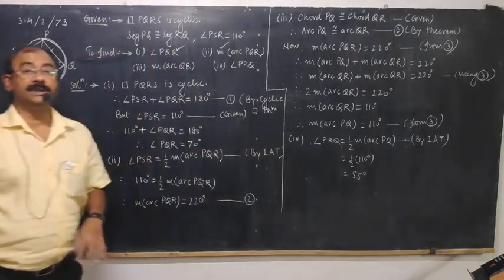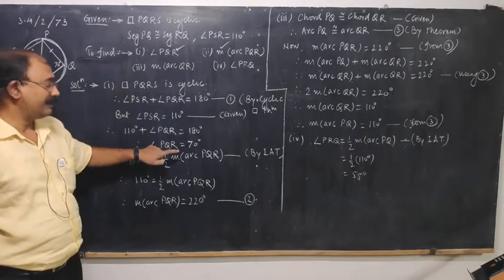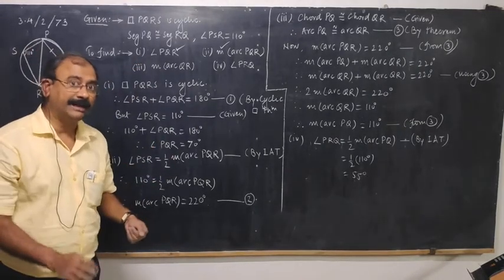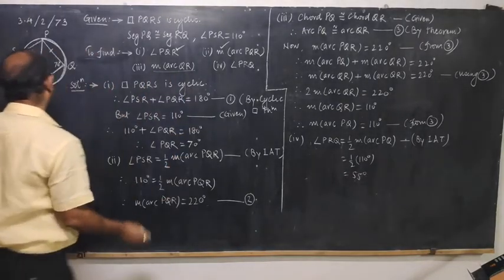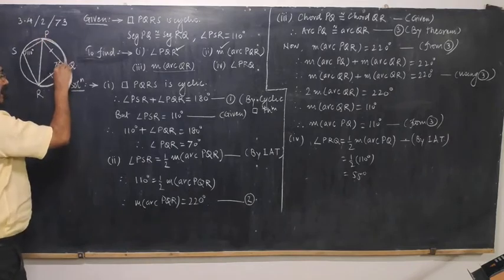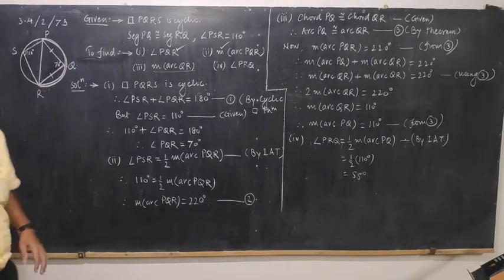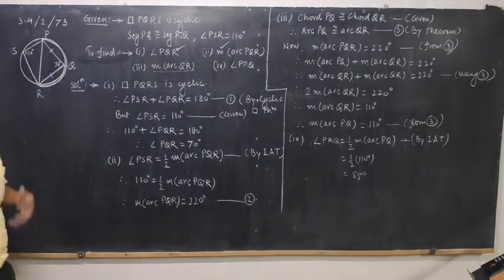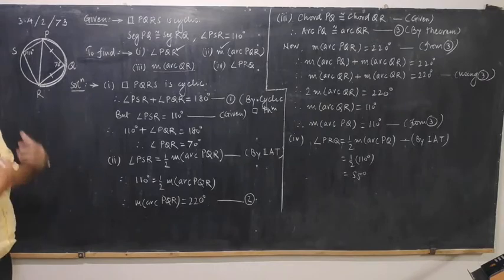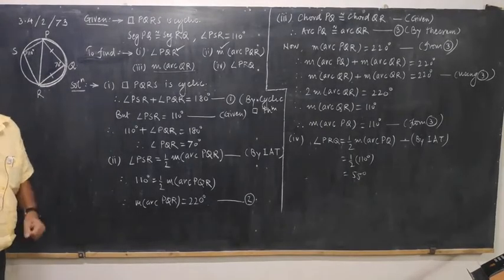So in the first sub question we used the cyclic quadrilateral theorem. In the second, the inscribed angle theorem. Let us see what we can do in the third one. The measure of arc QR. We want to find out the measure of arc QR, this arc. Now it can be calculated in two different ways: by using the isosceles triangle theorem, or by using the properties of circle. I am using the properties of circle.